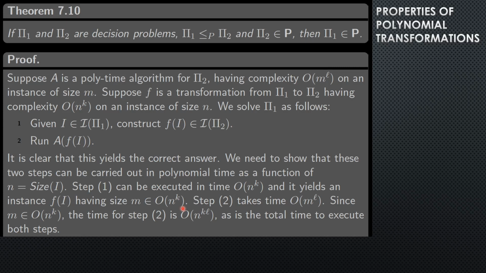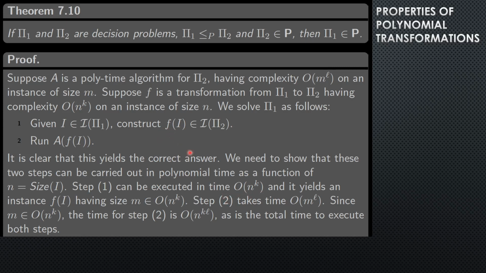Why is this true? Well, why can't we create a gigantic, exponentially large f of I and produce that as a result of running our polytime transformation function? Well, it actually takes time to write down the output of our polytime transformation. So if we want to write down an output f of I that has n to the k bits, it actually takes n to the k time to write down all those bits. So if the runtime of our whole transformation function f takes order n to the k time, right?